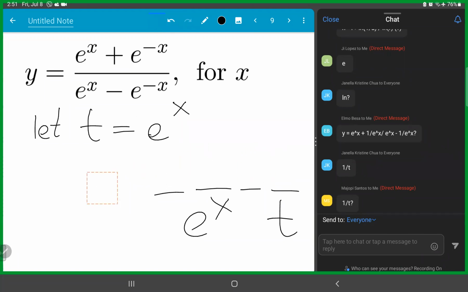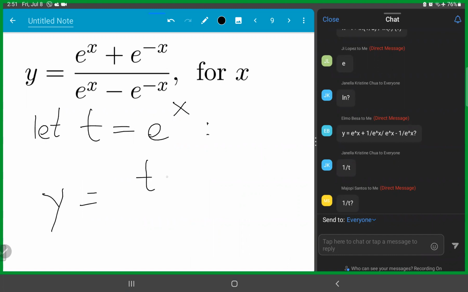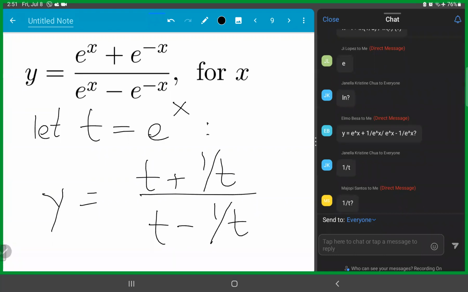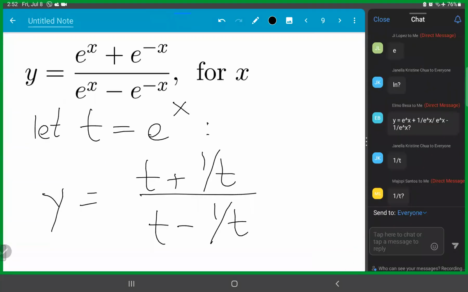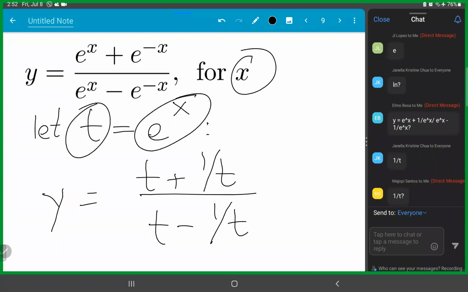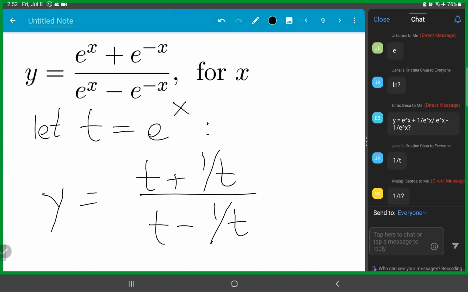Okay, so in terms of t now, the equation looks like this. t plus 1 over t, which is what Mr. Besa adjusted earlier when he brought down the e to the x. But here it is t. Okay? And before we can solve for x, we need to solve for t, and then we can solve for x. Right? So let's solve for t.